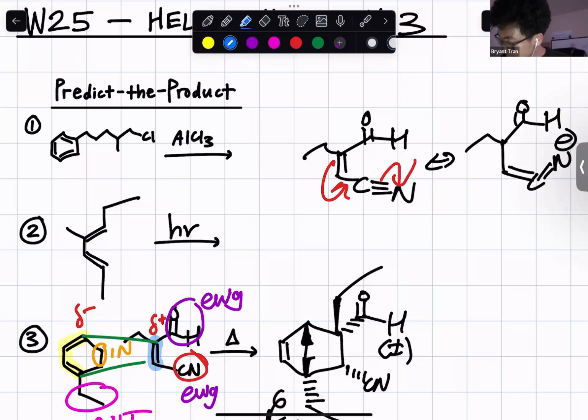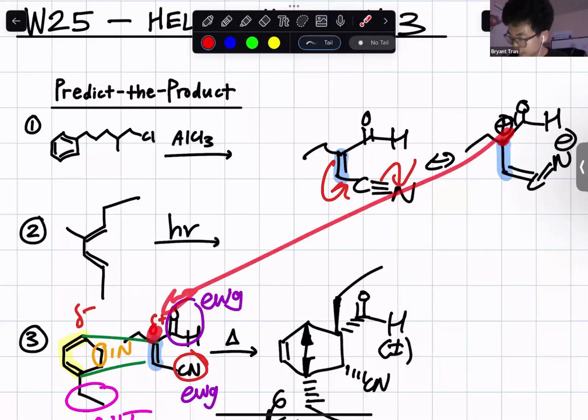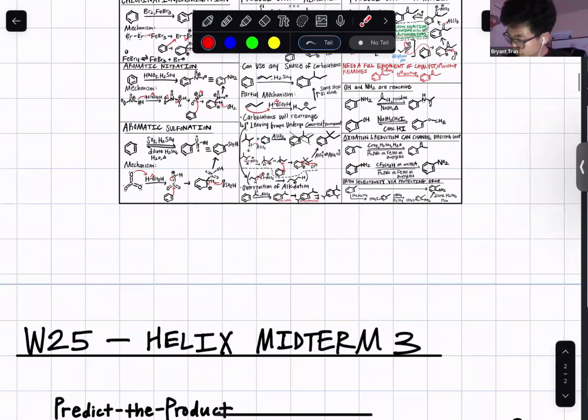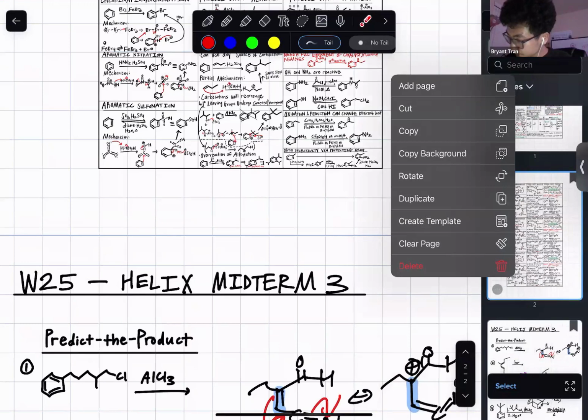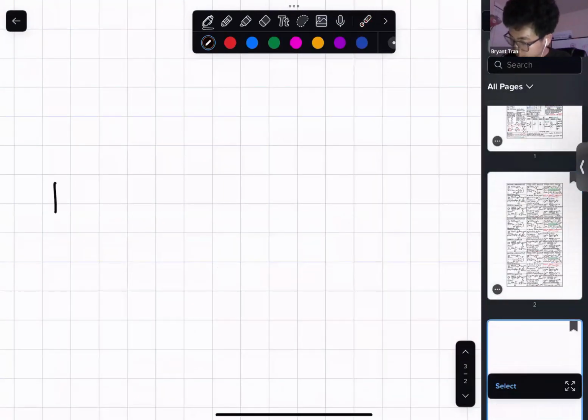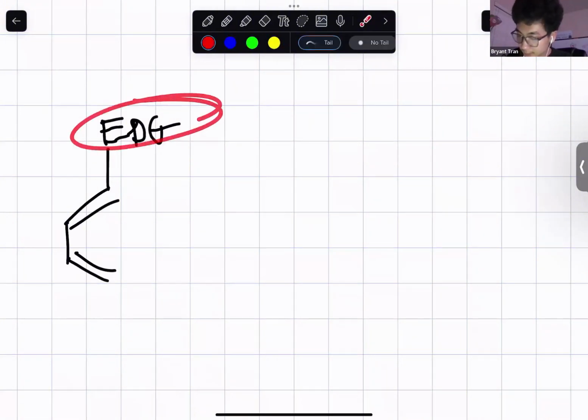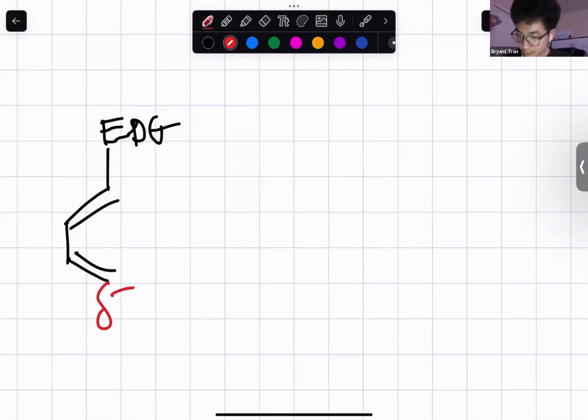Right, where if this highlighted portion is the dienophile, we see a full positive charge on that carbon right there, which is why there's a positive charge on this carbon right here. So the negative charge is always on the opposite of the EDG for dienes. That's only true if the EDG is on the end of the diene like this. So if there's only one EDG on the diene, then that's true. The negative charge will always be on the opposite carbon, right?